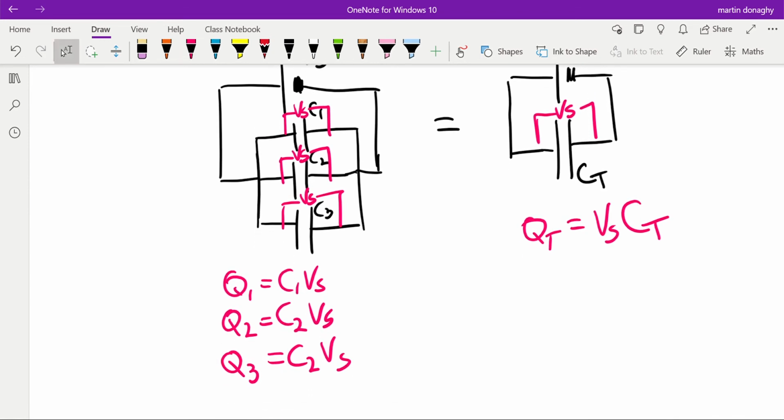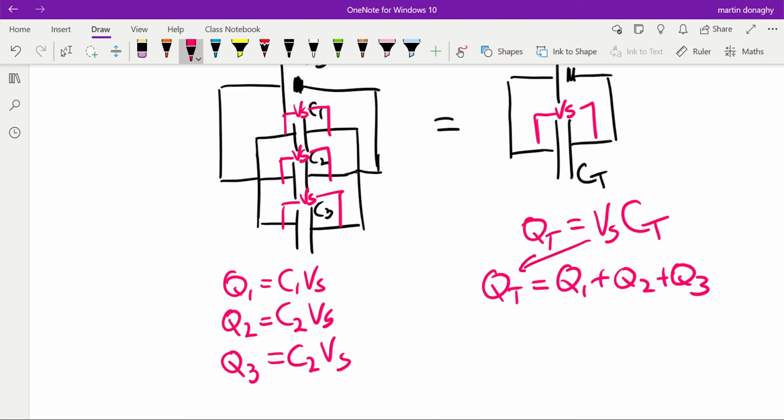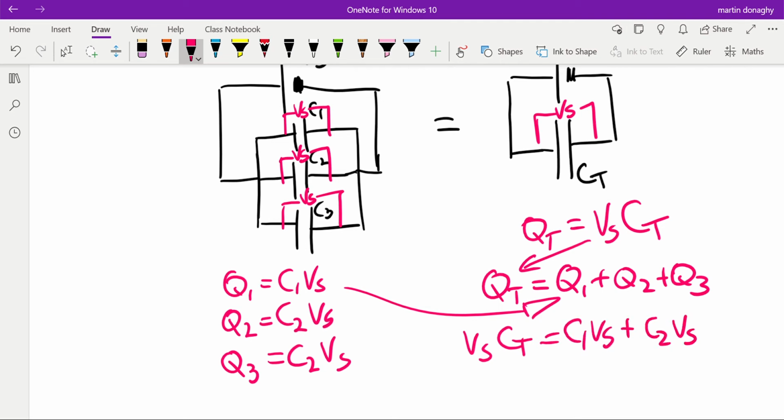So what I can work out is that QT is equal to Q1 plus Q2 plus Q3. The total charge stored in this system is going to be the addition of all the charges in all the three separate capacitors. Now, if I substitute each of these values into this equation, I get that Vs times CT is equal to C1 times Vs plus C2 times Vs plus C3 times Vs.